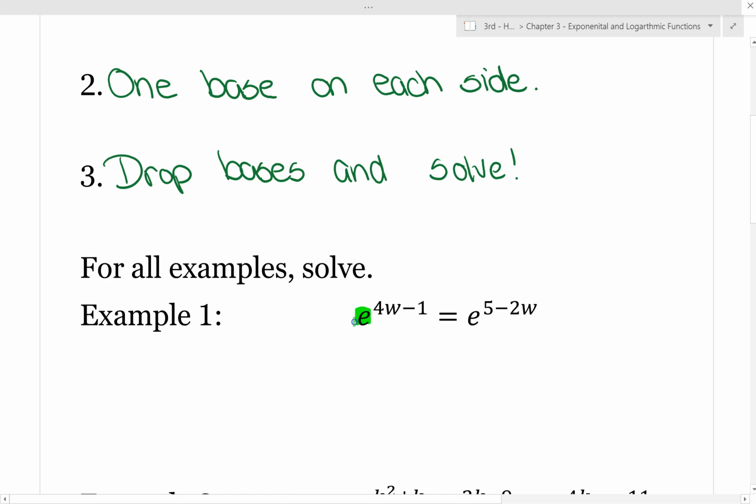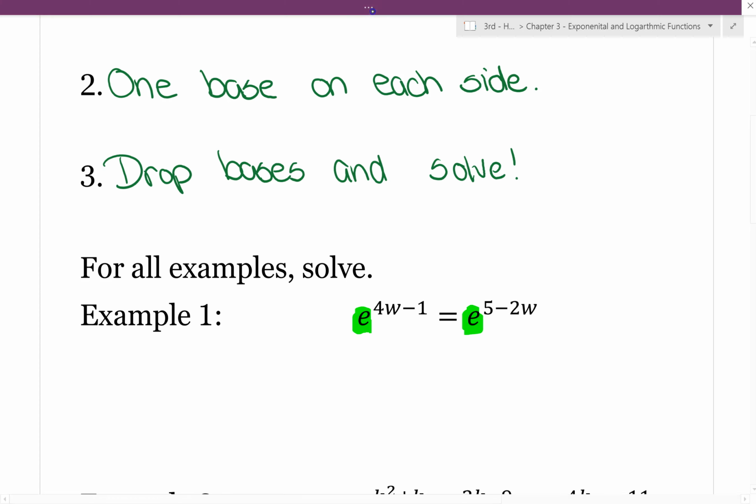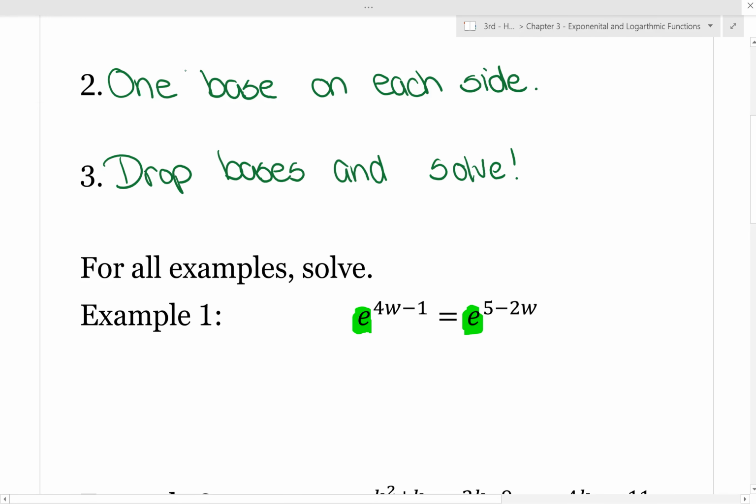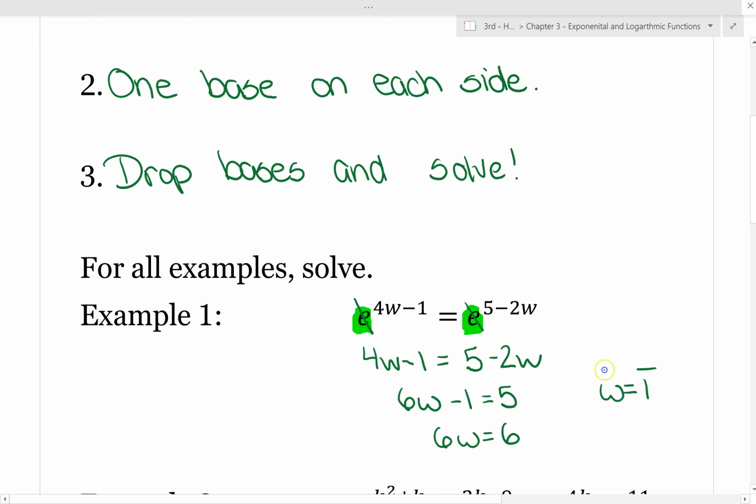So if we look at this very first problem, you can see that we have a base of e on this side and a base of e on this side. We have no other e's except for those. So that means we can cancel them out, drop the exponents, and then solve the equation. So I'm going to add 2w to both sides. So we get 6w minus 1 equals 5. Add 1 to both sides. We get a 6. So w equals 1. And there you have it.